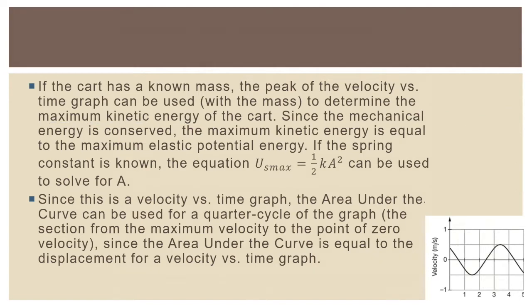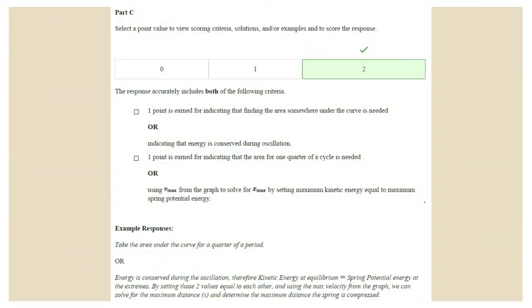All right, so if we look at the scoring guide here, notice the scoring guide allows you to say both of those things. You get 2 points for this, and you could say 1 point for indicating that the area under the curve somewhere is needed. And then the second point is specified for knowing exactly which portion of the graph you need to find the area underneath to get the amplitude.